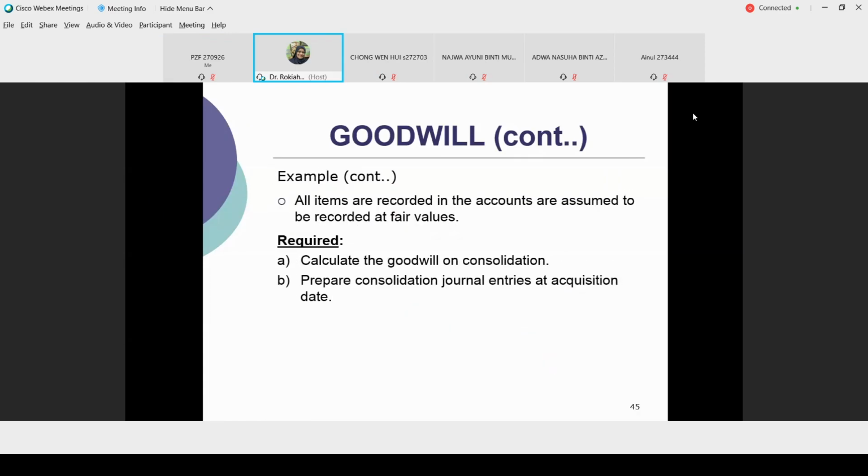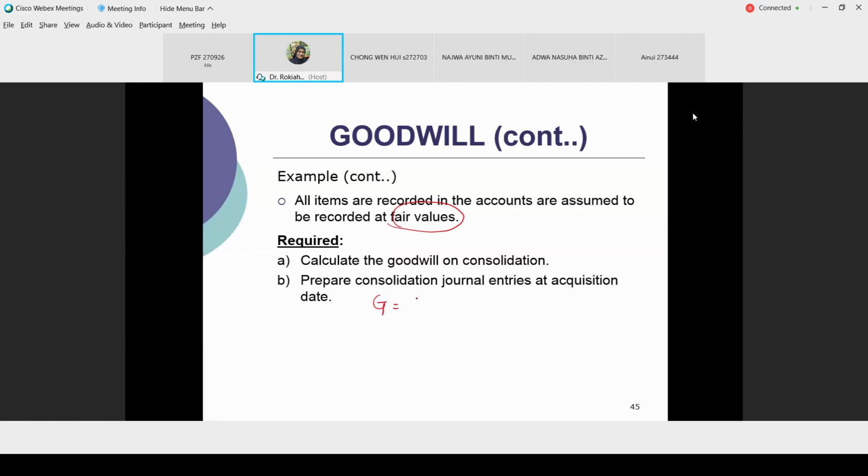So this is what you have. And then it says that all items recorded in the accounts are assumed to be recorded at fair value. So there is no need to do any adjustment because they are already at fair value. The question asks you to calculate the goodwill and then prepare the consolidation journal entry.